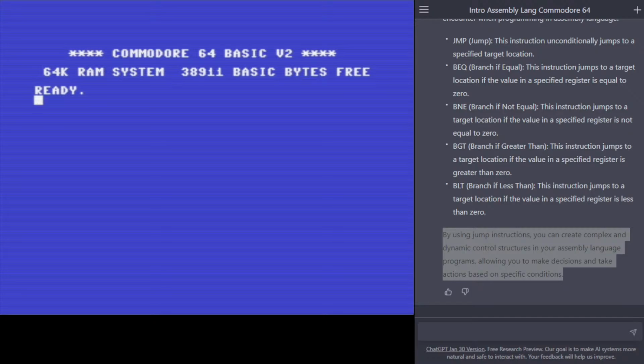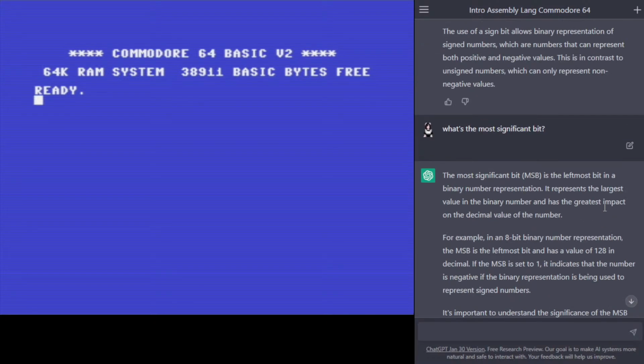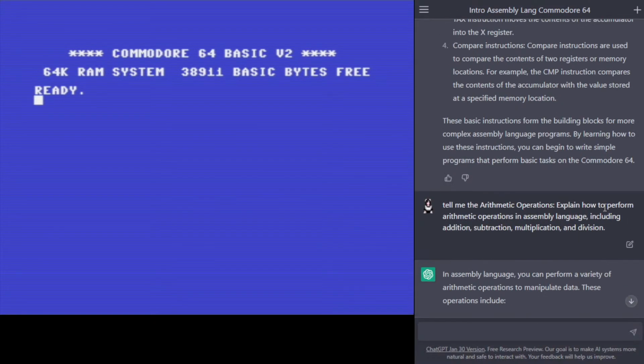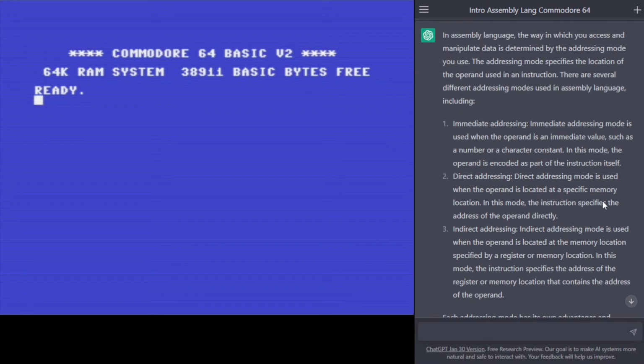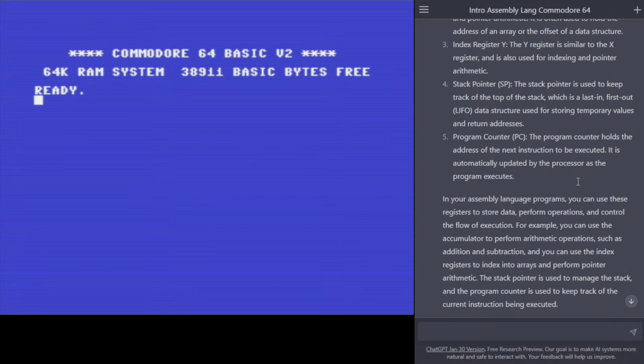Yeah, and you wouldn't even have games if you couldn't use jump instructions. Actually, would we really be able to do anything we do nowadays without jump instructions, really? Probably not.